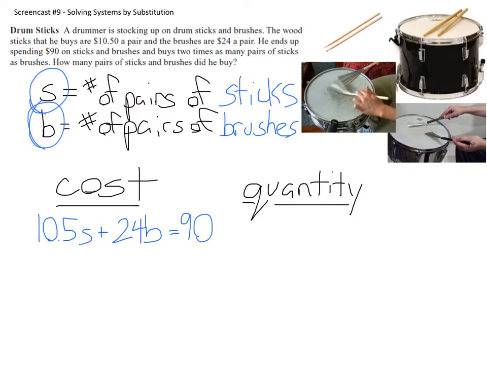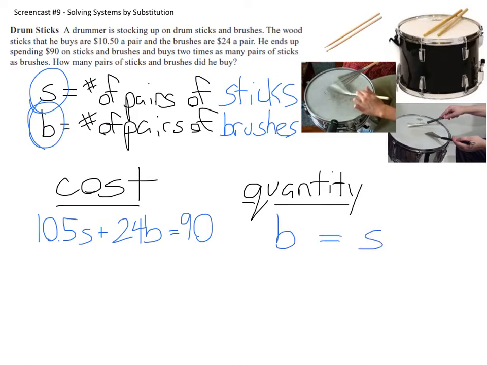The first question we ask ourselves when we're trying to establish this quantity equation is, which did he buy more of? If he bought 2 times as many pairs of sticks as brushes, did he buy more brushes or did he buy more sticks? He bought 2 times as many pairs of sticks as brushes. So therefore, he bought more sticks, which means he bought less brushes. So here's how I'm going to start this one out. I'm going to start off nice and simple and say B, the brushes, equal S.